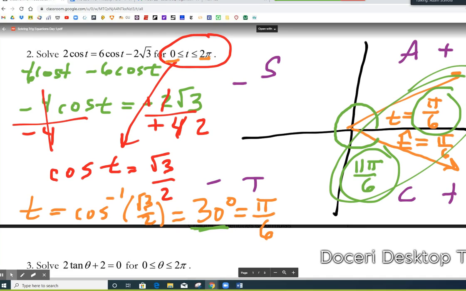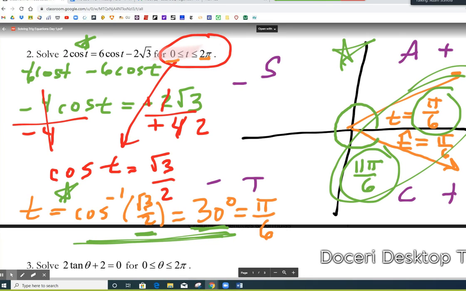Okay, so isolate the trig expression. In this case, we isolated the cosine of t. Then do the inverse. Usually you can do that without a calculator, but you can always check it with a calculator. Then find which quadrants make sense based on whether the ratio is positive or negative. And then use the reference angle from this step and the quadrants from this step and put that together. So pi/6 and 11 pi/6.